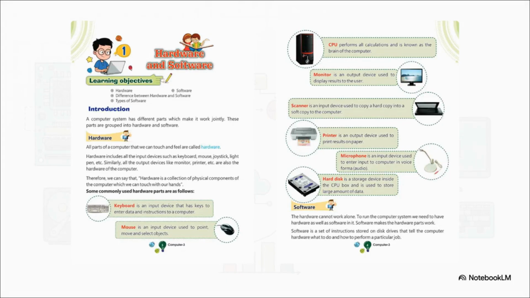And this is a perfect example of our first major category of hardware, input devices. Things like keyboards, mice, and scanners are the physical tools that let us feed data and instructions into the machine, right? The keyboard lets us type, the mouse lets us select things, and the scanner takes a physical hard copy and actually turns it into a soft copy inside your computer.